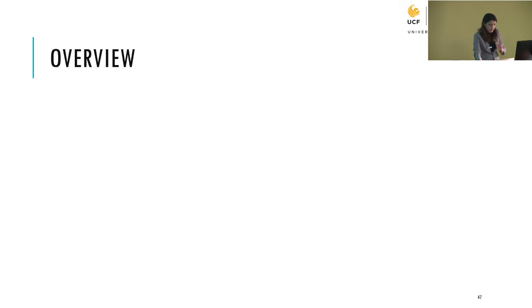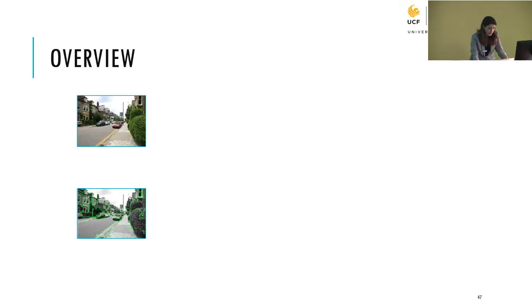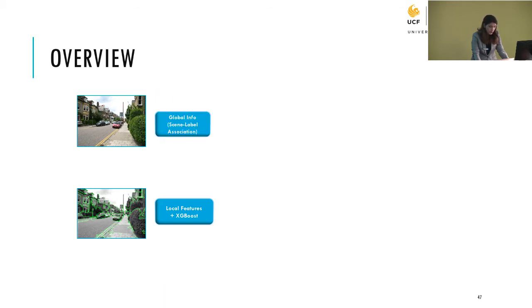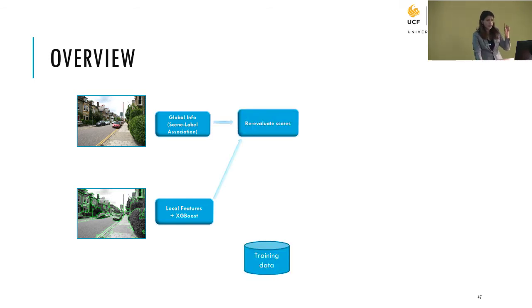For this approach, we start again by segmenting the image. We have to have a label for each superpixel. For that, we use local features and an XGBoost classifier. Also, we use global information from scene label association, which I will talk about later. When we have these two, we can have a score, or those W's in our formulation.